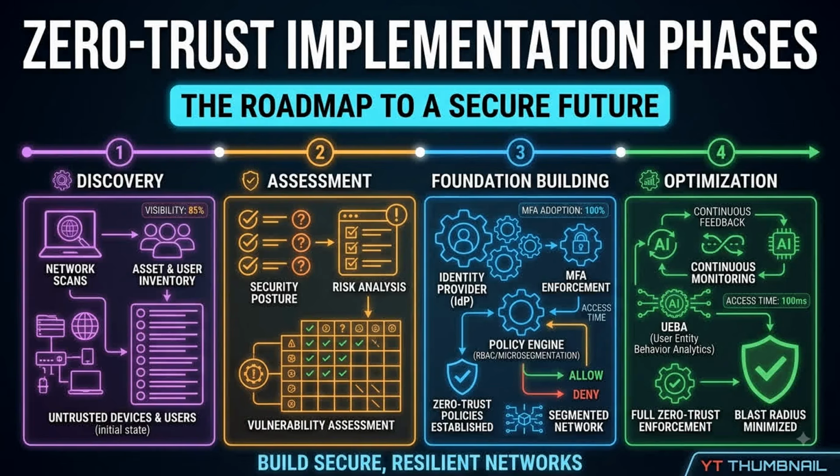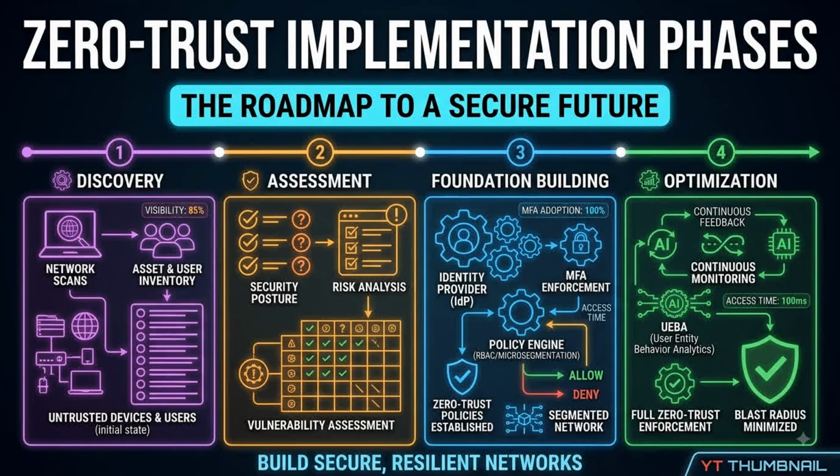Phase 4, continuous optimization. Monitor and analyze continuously. Collect continuous feedback from systems. Refine policies based on data. Implement continuous feedback loops using artificial intelligence. Update security rules as threats evolve. Implement continuous monitoring using artificial intelligence. Measure access time to maintain 100 milliseconds.